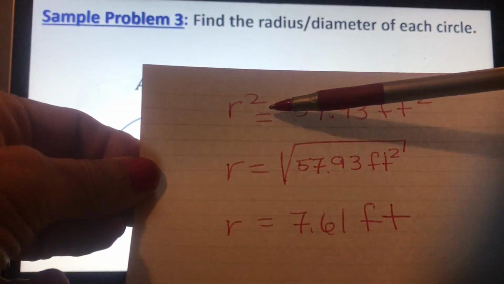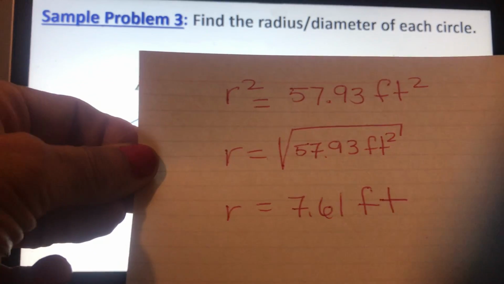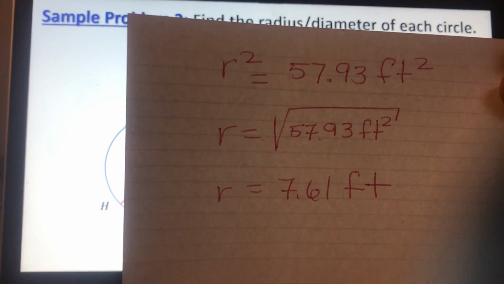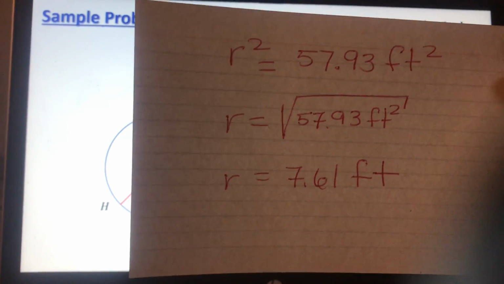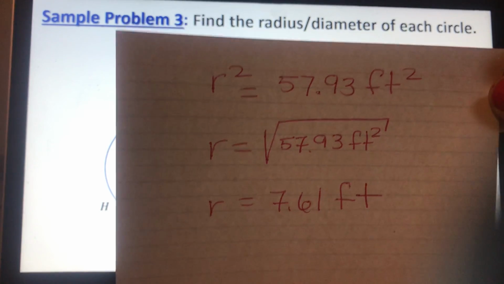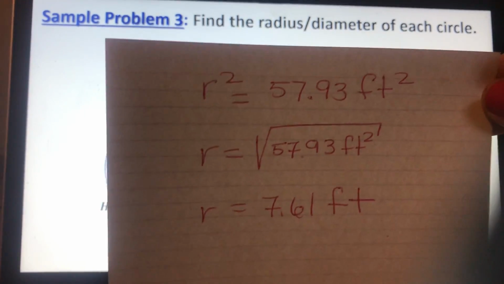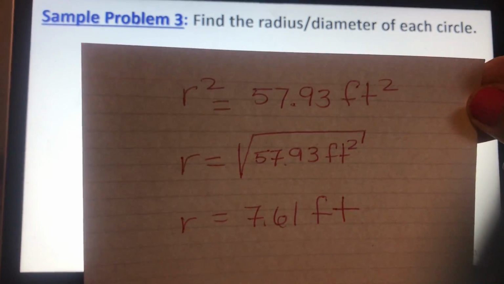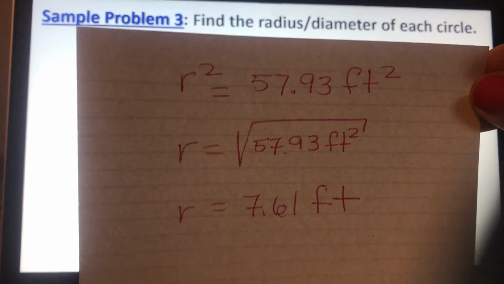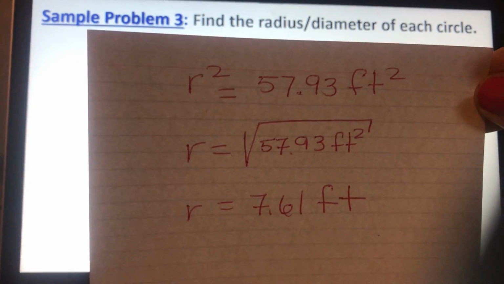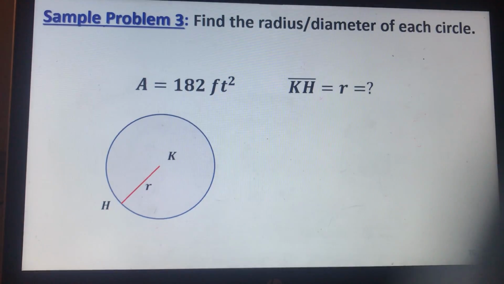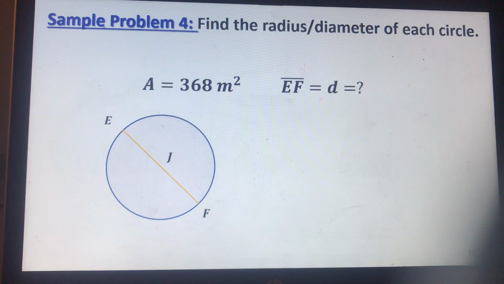That means that the square is eliminated, and R, our radius, is equal to the square root of 57.93 square feet. So if we find the square root of 57.93, our radius is 7.61. And remember, if we take the square root of feet squared, that's equal to feet. So the radius is equal to 7.61 feet, and that's our radius right here.